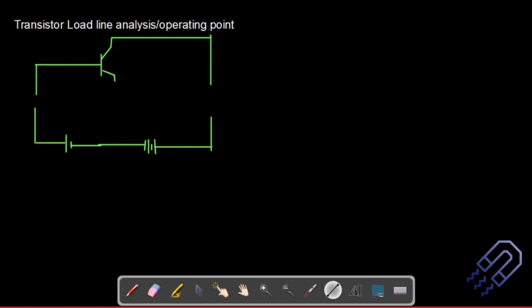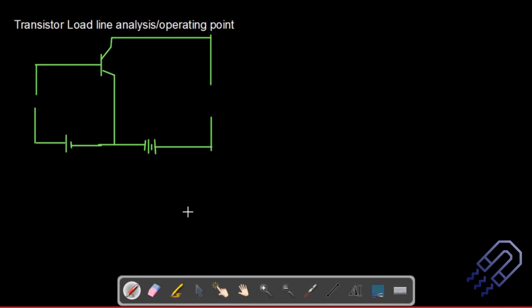We're just going to take the same NPN transistor and analyze it. Whenever you draw this circuit, it's important that you can always begin with the transistor, drawing the transistor, drawing the arrow, and then begin drawing the different parts. That will always help.